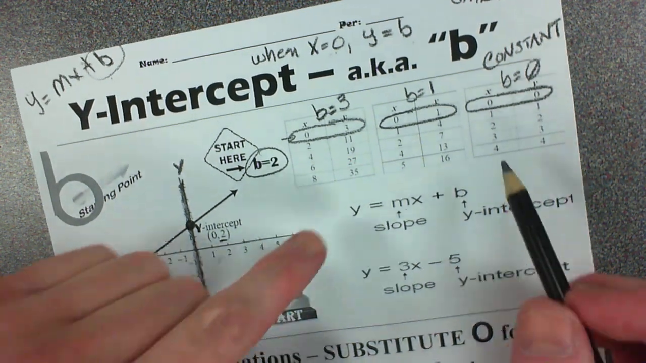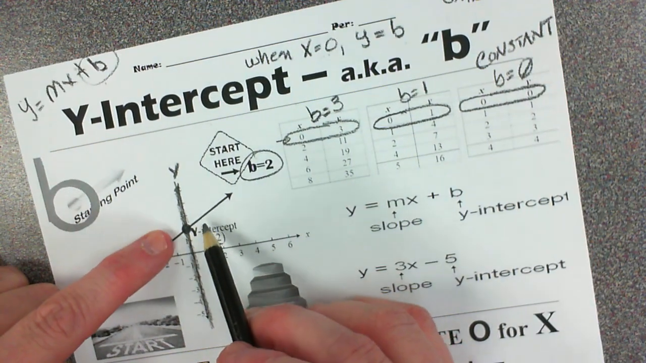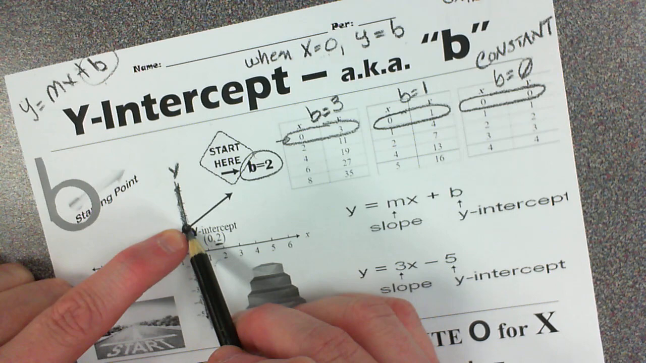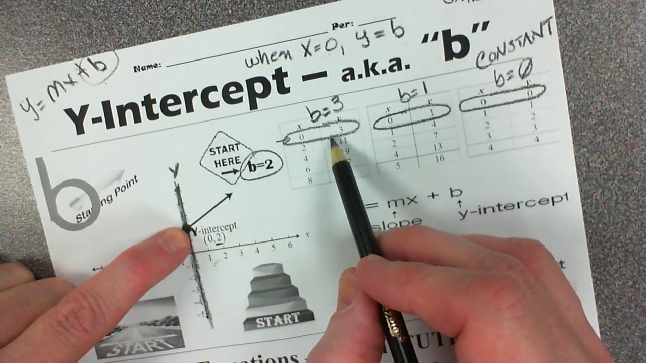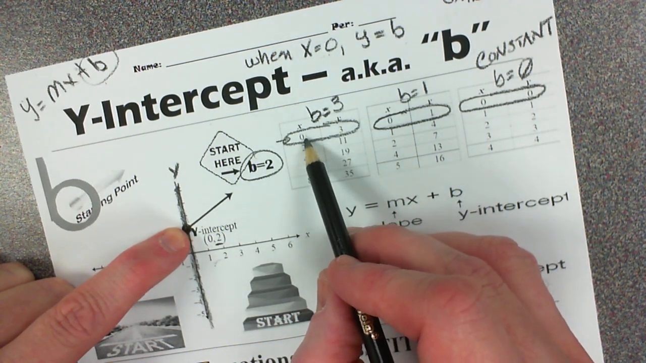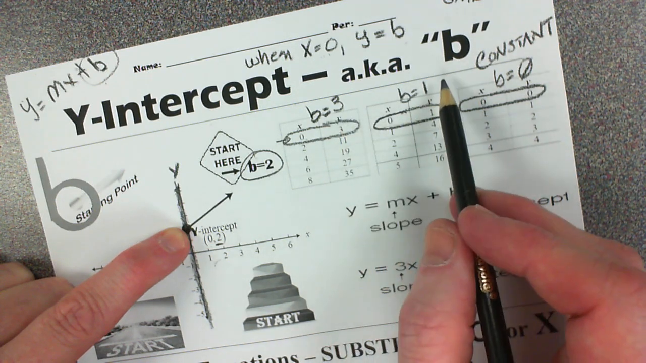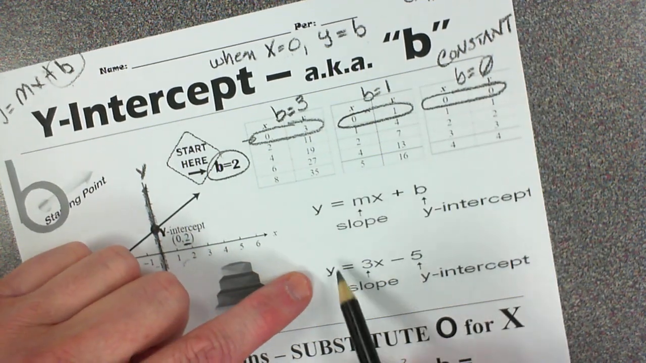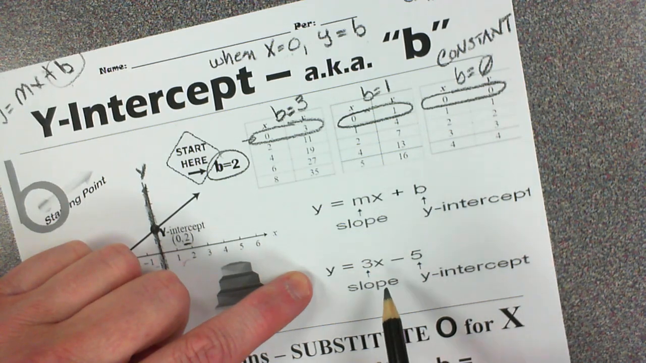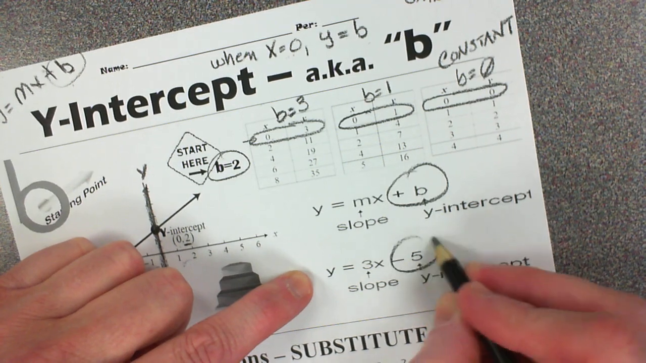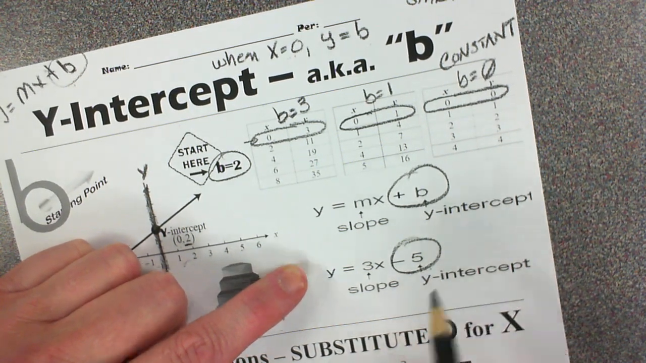So very simply, when I see it on a graph, I'm just finding wherever the y-intercept is, and that's going to be my b. If I'm given a graph, I figure out where x equals 0, and y gives me my b. And if I see it in an equation like this, I already know which one represents b. It is the constant that's being added or subtracted.